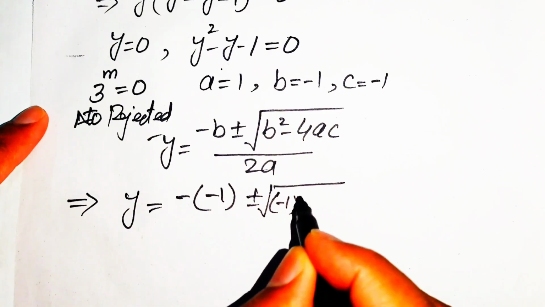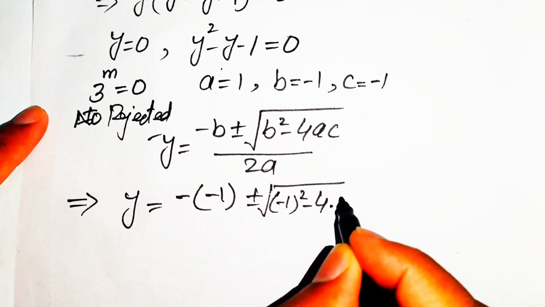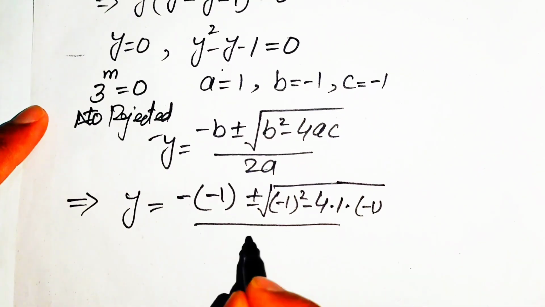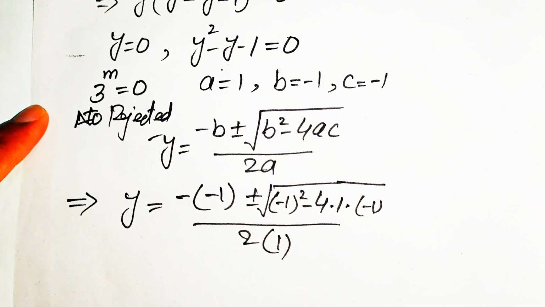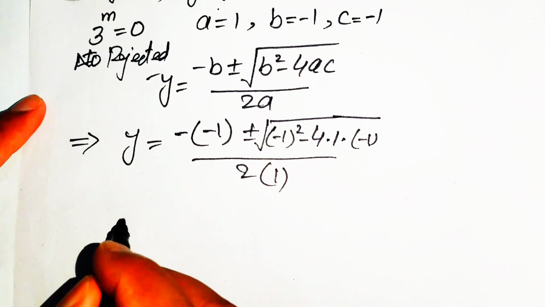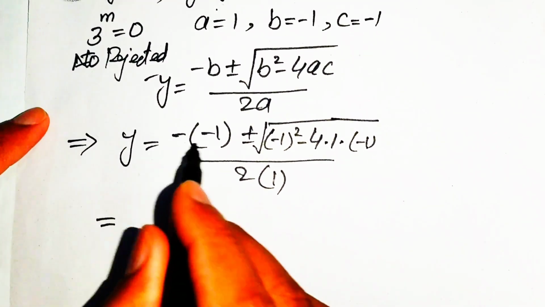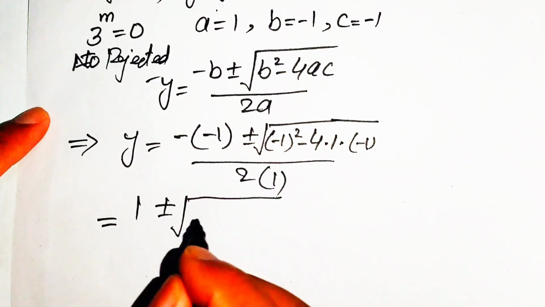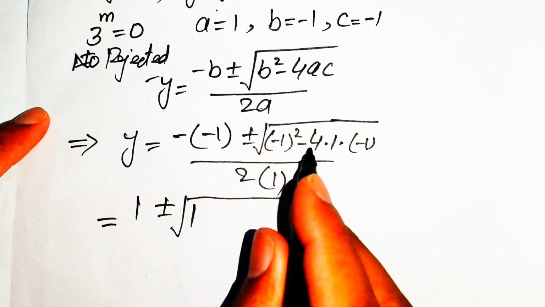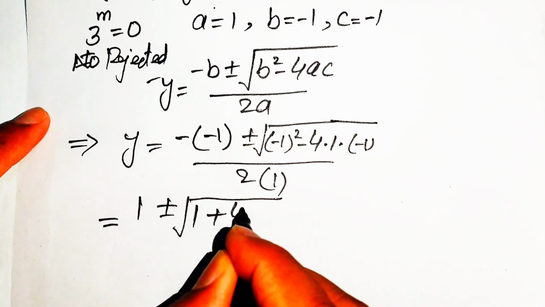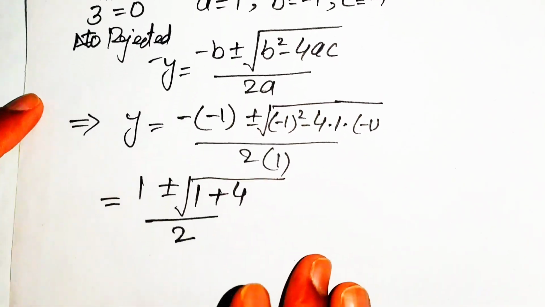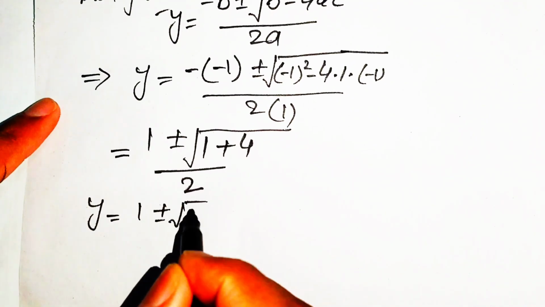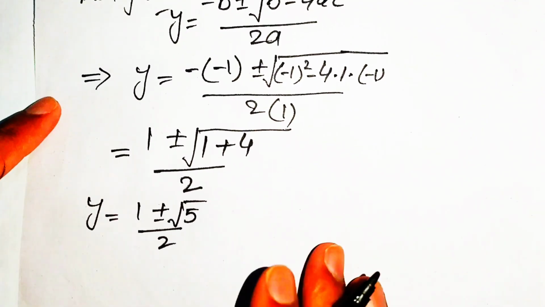So our b is minus 1 square, and 4 times a is 1, and c is minus 1, and this whole divided by 2 times a, and the value of a is 1. So here we need some simplification, and we have minus times minus becomes plus 1, plus minus square root of minus 1 square is plus 1, and this minus times minus becomes plus 4 divided by 2. So here we get the values of y equals 1 plus minus square root of 5 over 2.